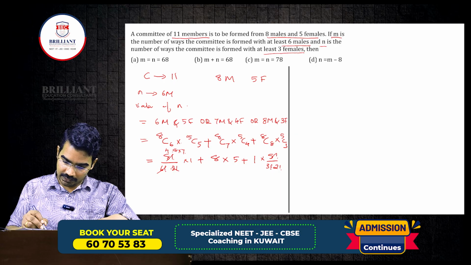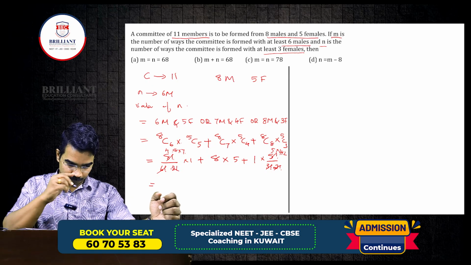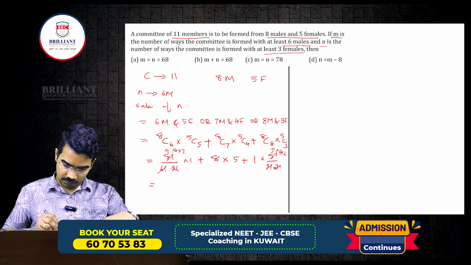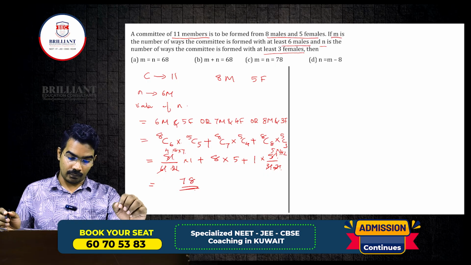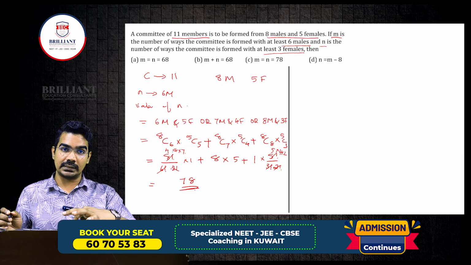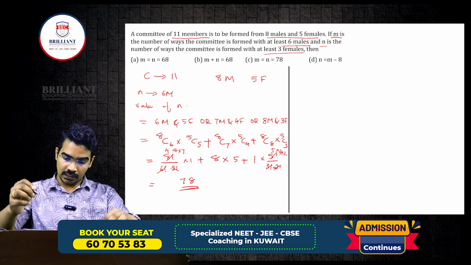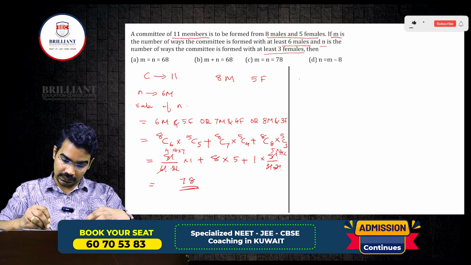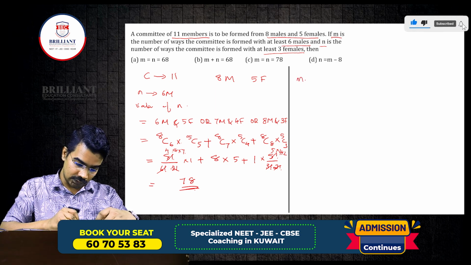So this will be 5 into 4 and 2, so this will be 78. So the number of possible ways with minimum 6 males is 78. So let's consider for M. Sorry, this one was M.